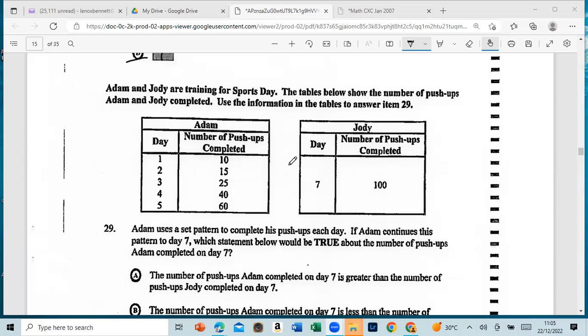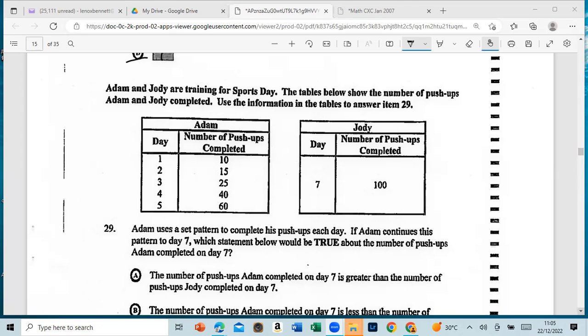Right, let's go again. Adam and Jody are training for sports day. The tables below show the number of push-ups Adam and Jody completed. Use this information in the tables to answer 29. So you show Adam's one. Day 1, 10 push-ups. Day 2, 15 push-ups. Day 3, 25 push-ups. Day 4, 40 push-ups. Day 5, 60 push-ups. Whoa. All right. Then we go to Jody now. 7 days. She completed 100.